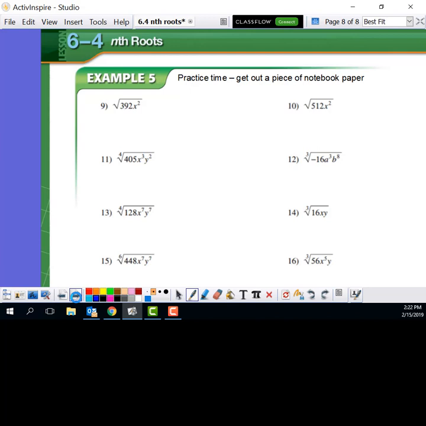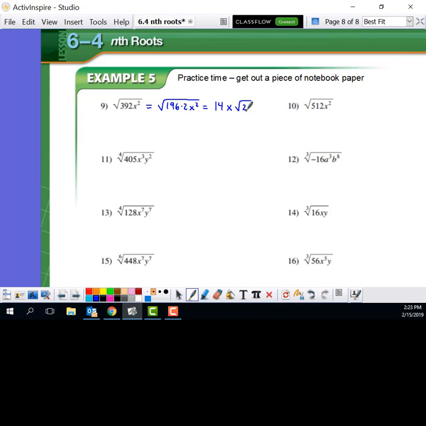It's just some guessing and checking to try to find powers that work given the index that we have. Okay, so for number 9, here's what I was able to figure out. Number 9, I did 196 times 2 x squared. 196 is 14 squared, so that comes out as a 14. X squared comes out as just an x, and I have a root 2 left over that stays forever.